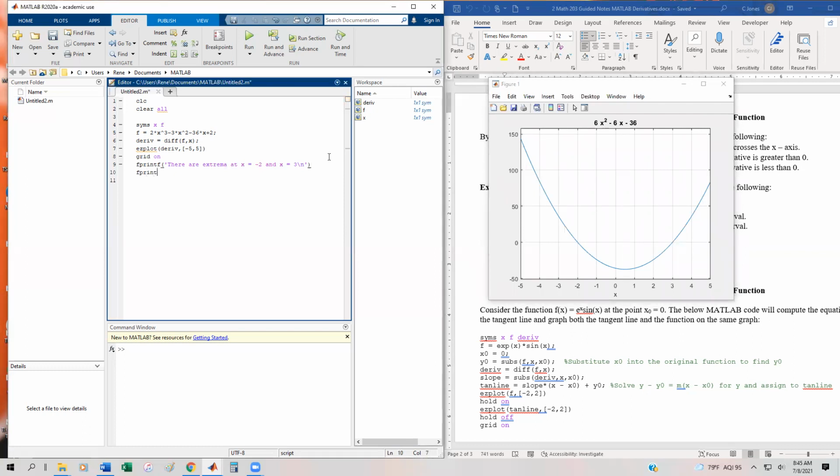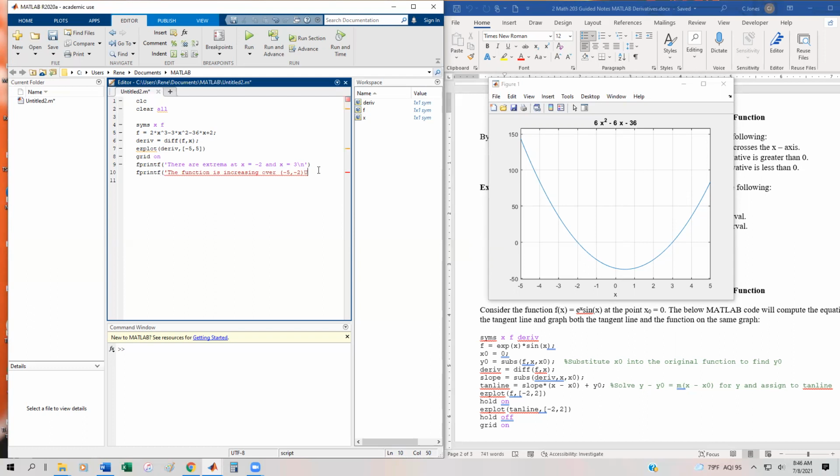Okay, so we can do an fprintf. And we can say the function is increasing over -5, -2. And then notice it goes negative, but then it starts going positive again. In other words, the derivative's graph is positive from 3 until 5. Okay, so we're just going to do a union, just like we would if we were doing this by hand.